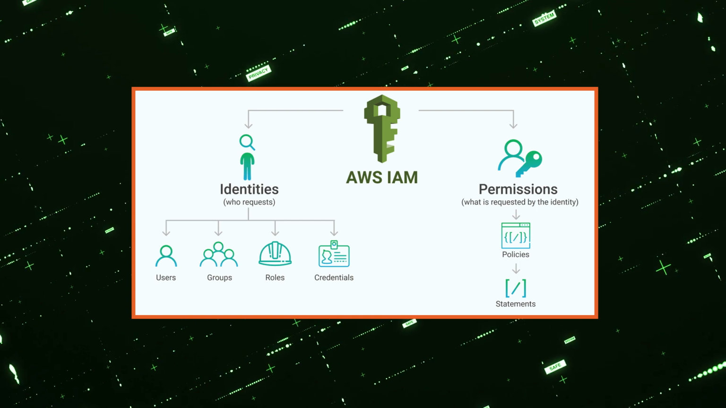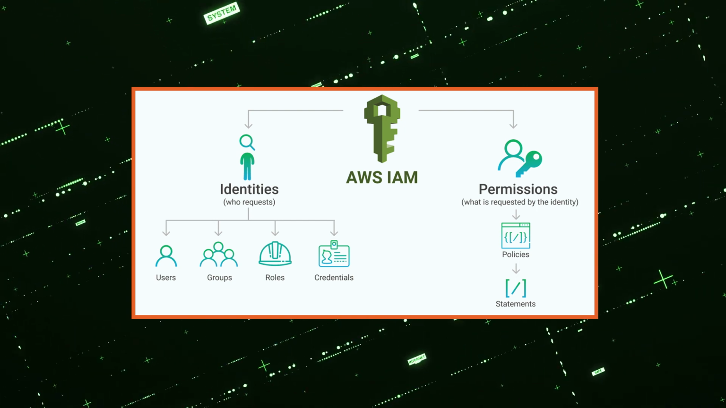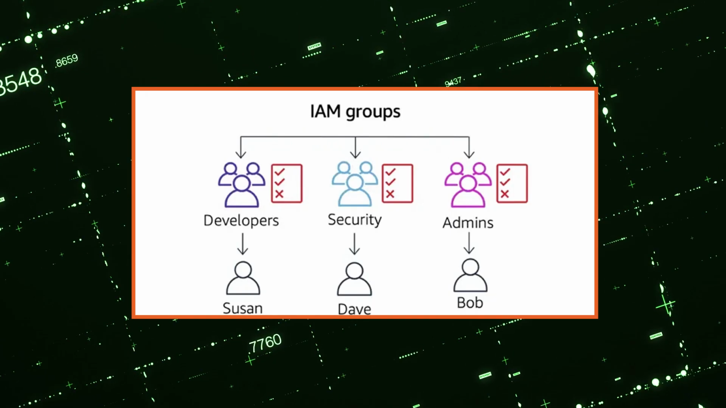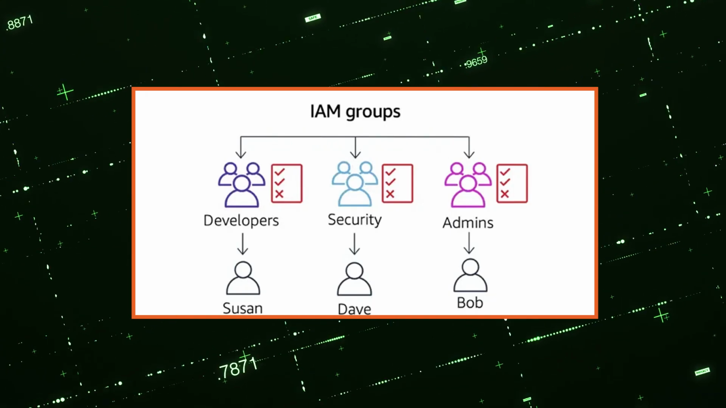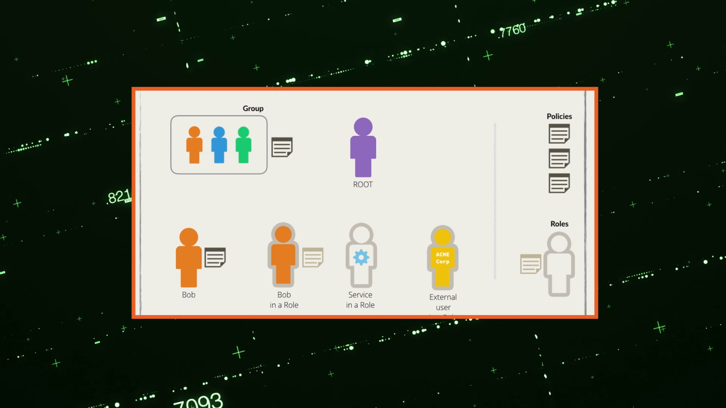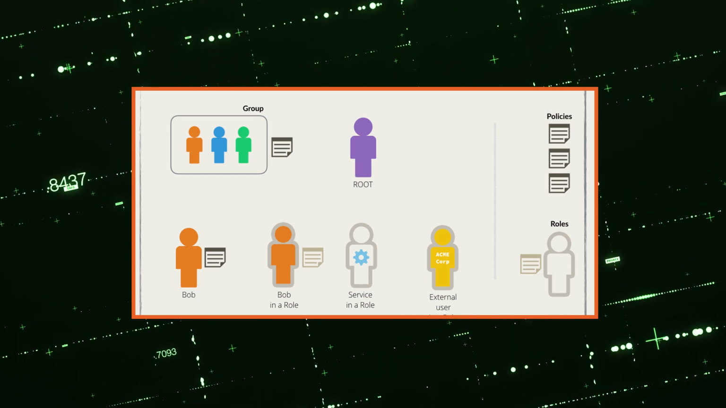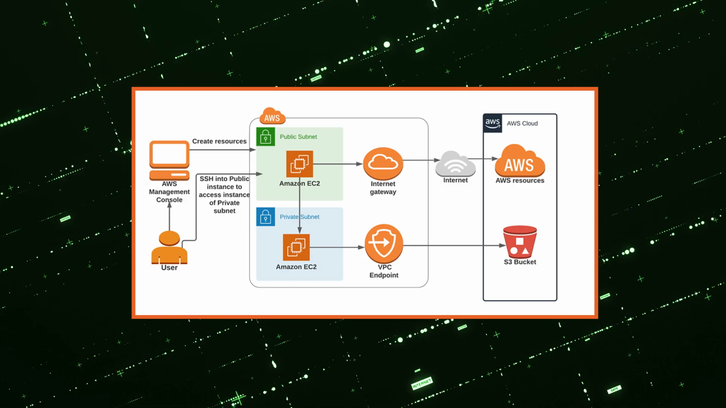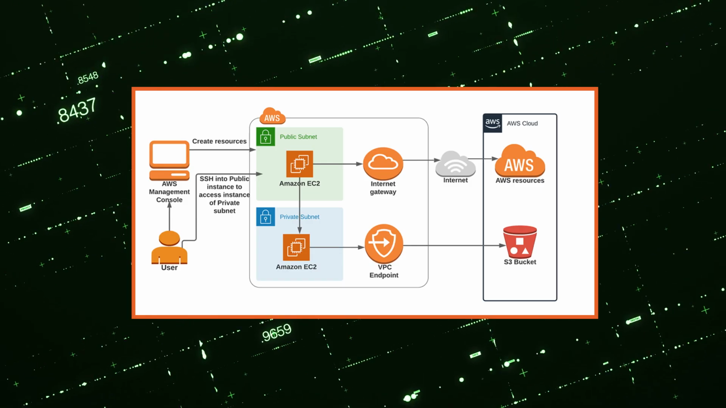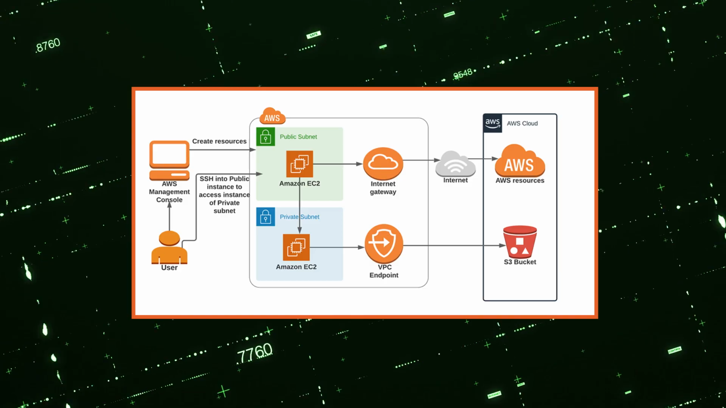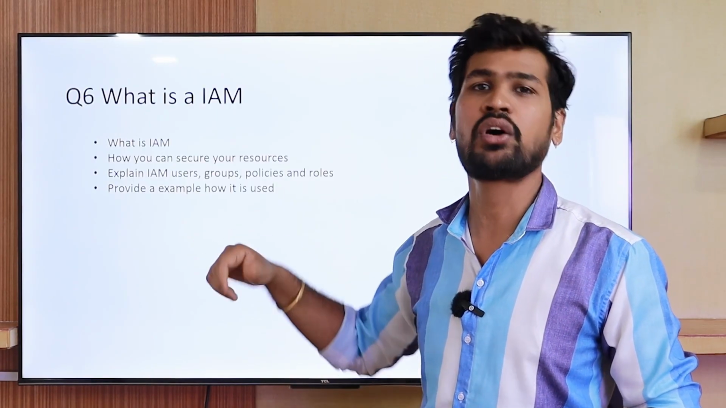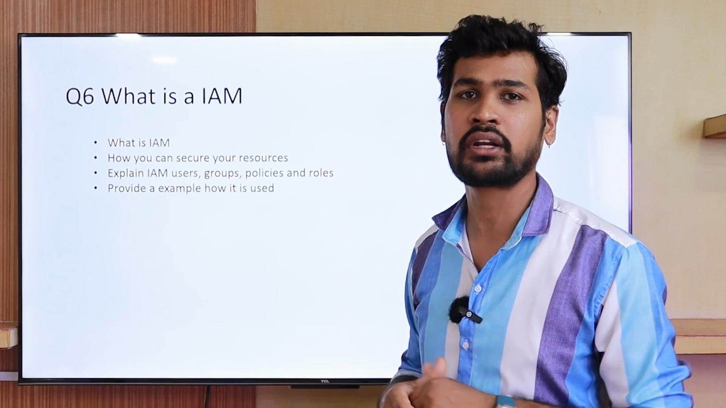And you have groups, policies, and roles. Policies are generally attached to persons. Roles are attached to a service. You need to provide an example of how it is used. Let's say you created an EC2 instance. You need to access an S3 bucket from the EC2 instance. Then you need to create a role. You need to attach the role to the EC2 instance, with S3 full access or read-only access depending upon your requirement.